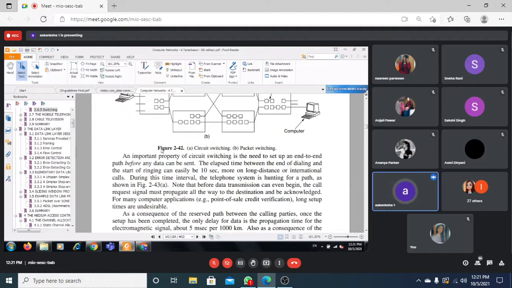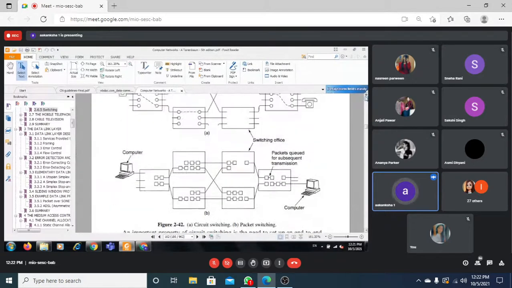And as we discussed, whenever I am dialing someone's number, before it starts ringing on the other side, it will take at least 10 seconds. So why is it taking 5 to 10 seconds? It may take more time on a long distance or international call. Why is it taking so much time? Because during that interval, the telephone system is searching for a path which is free. So you can see in figure 2.43 here that it is trying to find a path from the source to the destination.